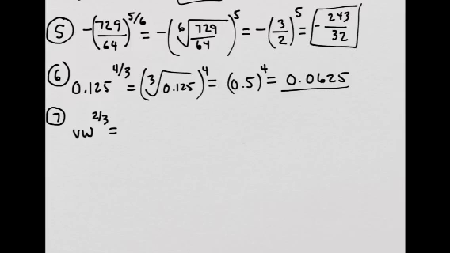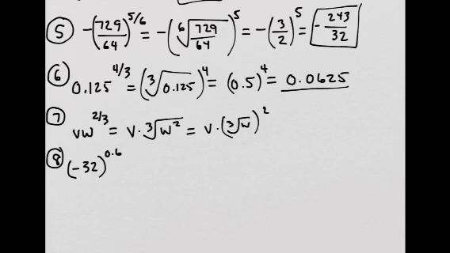Okay, notice with this one that only the W is being raised to the 2/3 power, not V. And how do we know that? There are no parentheses around VW. So that 2/3 is only affecting the W. So you're going to write V times the cube root of W squared, like that. Okay, or you can write it V times the cube root of W squared.